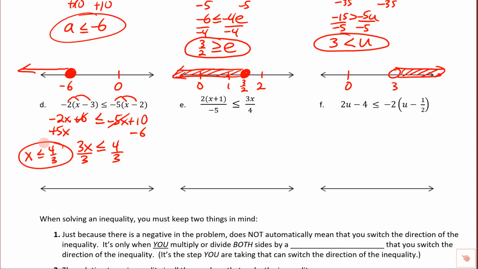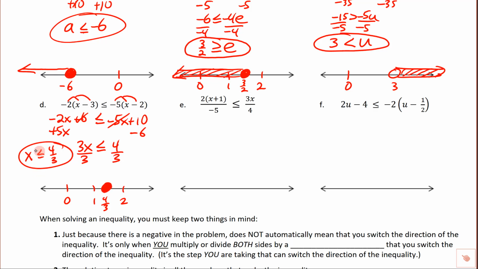So I'm going to go ahead and circle that. There's our answer. We're going to put 0 on here. I'm going to put a 1 and a 2. 4/3 is, let's see, 3 goes in there once with 1 left over, so that's 1 1/3. So I'm going to circle that one. Label that 4/3. Do we fill it in? Yes, we do fill it in.